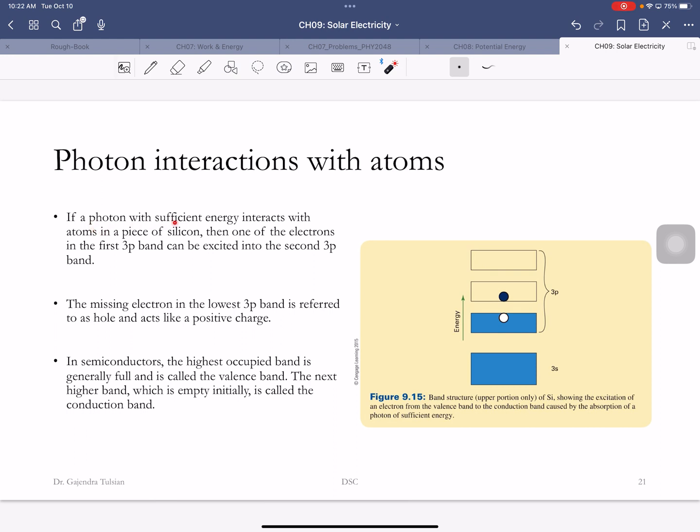So if a photon with sufficient energy interacts with the atoms of a piece of silicon, then one of the electrons in the first 3p band can be excited to the second 3p band, from here to there. The missing electron is referred to as a hole. This gap left behind acts like a positive charge.